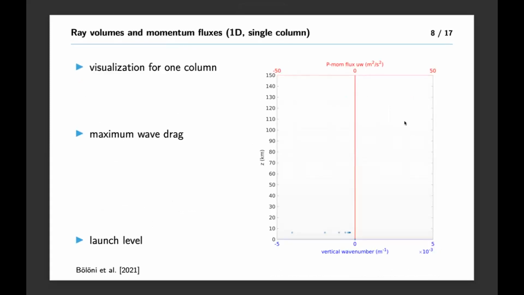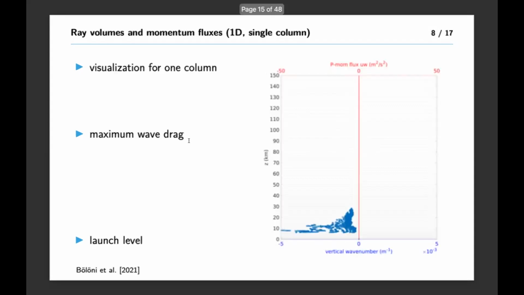All right, so to show you what this looks like, usually I have a video here. I'll just show a couple of frames. What you see on the right side is one column in the model, and this is from the columnar version of what we do. You see the blue dots, these are our little rays. The red line is the pseudo-momentum flux. Its vertical gradient is going to accelerate a horizontal mean flow. And you see there's a launch level down here, and the maximum wave drag, you're going to see that later, at around 100 kilometers.